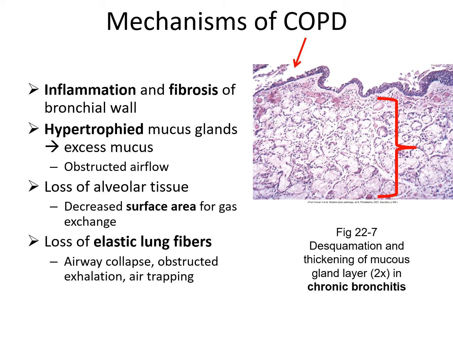And so up here we're looking at this thickened bronchiolar wall. We have lots of mucus glands in here, lots of mucus being produced and excreted. And then here we're actually seeing the desquamation of our epithelial lining, which has again changed form. It's metaplastic, stratified squamous epithelium rather than the pseudostratified ciliated epithelium that we would normally see in a patient.